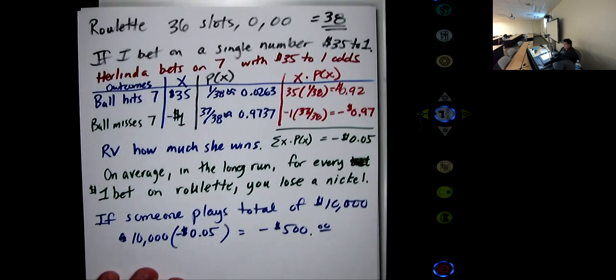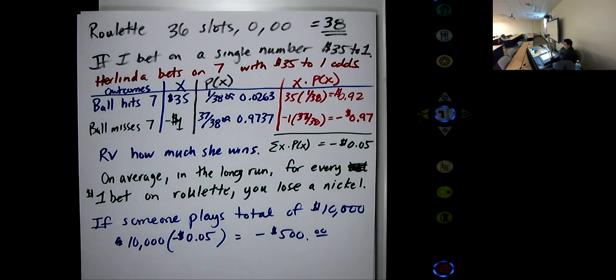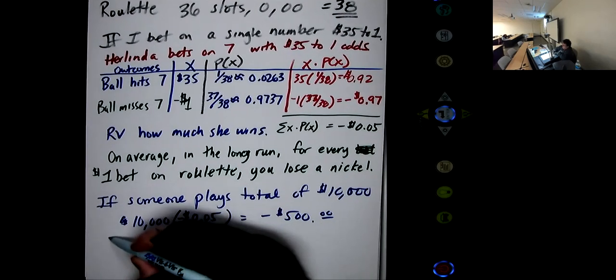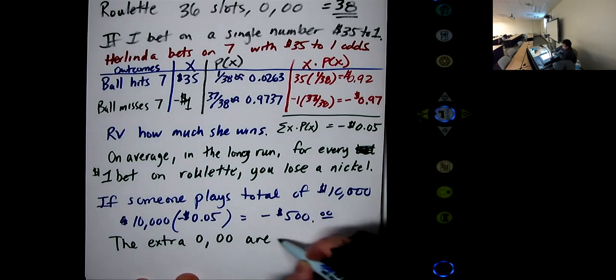The scenario I did right here was her picking a single number, 7. The magic that is roulette and the way they did the betting, it doesn't matter what bet you take. Even or odd, betting on a single number, betting on a row of 12, the expected value remains the same. The average loss is always a nickel for every dollar. The problem is the 35 to 1 accounted for the 36 numbers. The extra 0 and 00 are what give the house the edge.